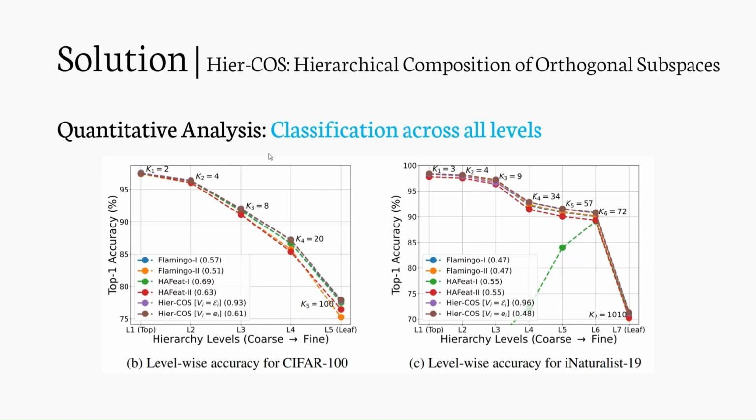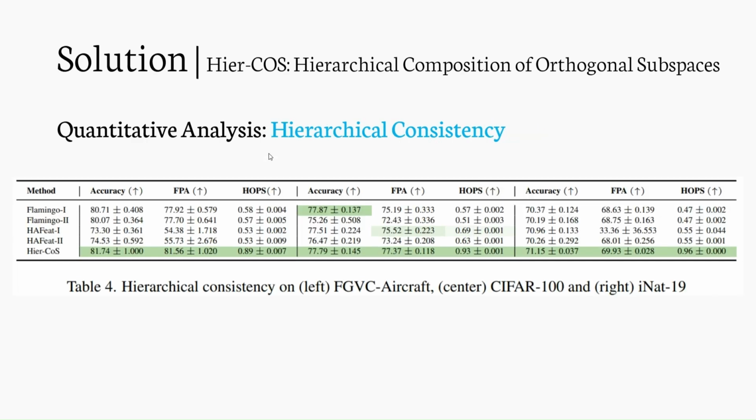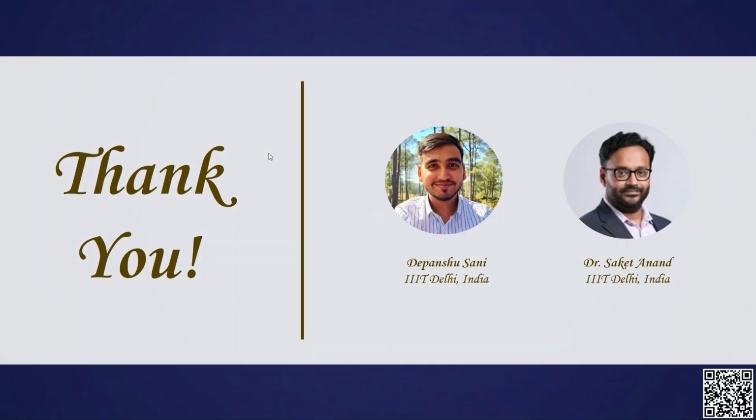And since our method is the first one to learn a unified model to do hierarchical multi-level prediction, we also compare its level-wise hierarchical performance with the other methods that train intermediate coarse level classifiers, and we outperform all of them. Finally, we also show that our method is also hierarchically consistent. Thank you.